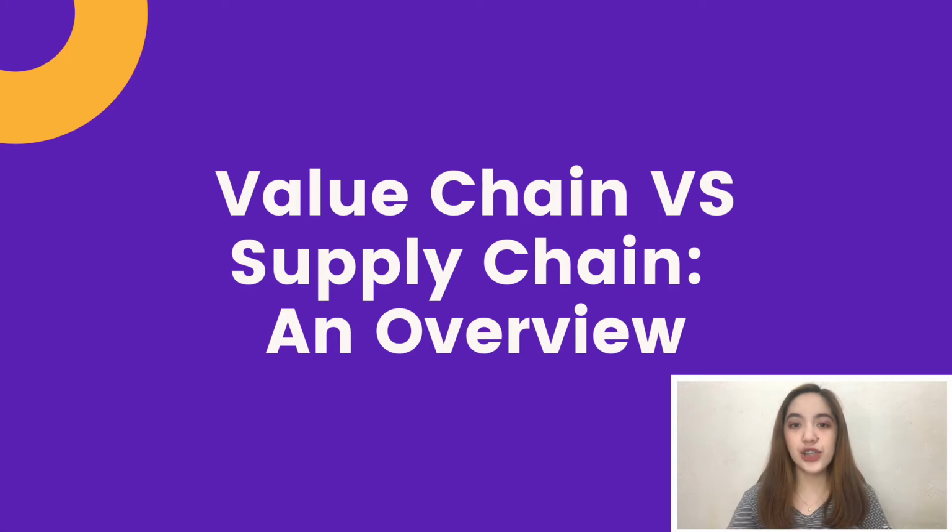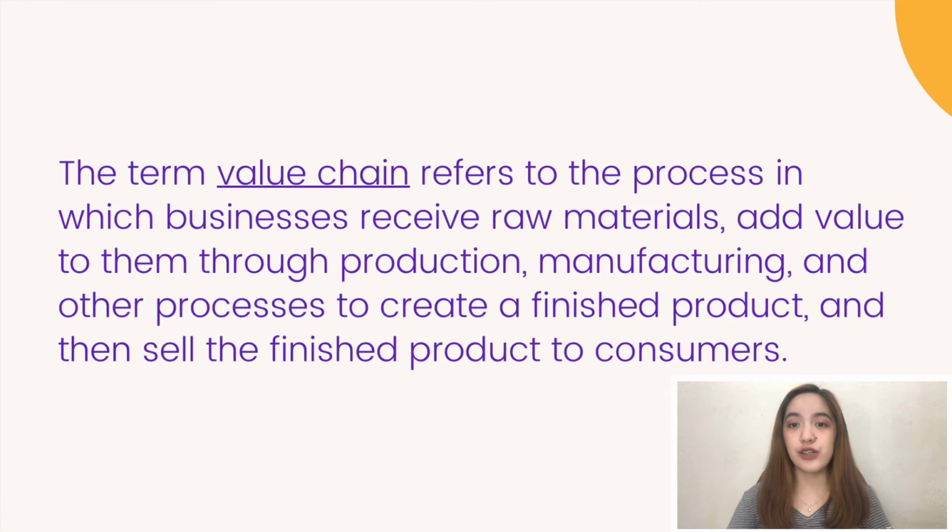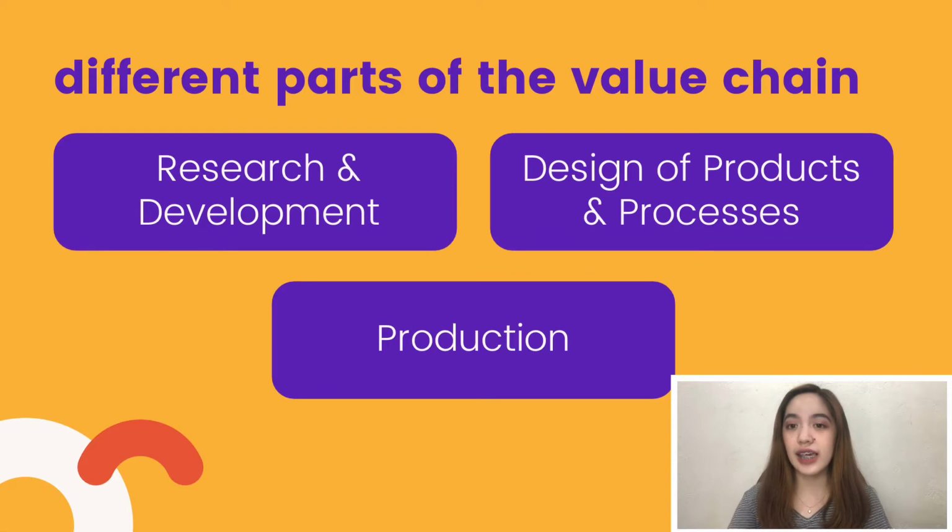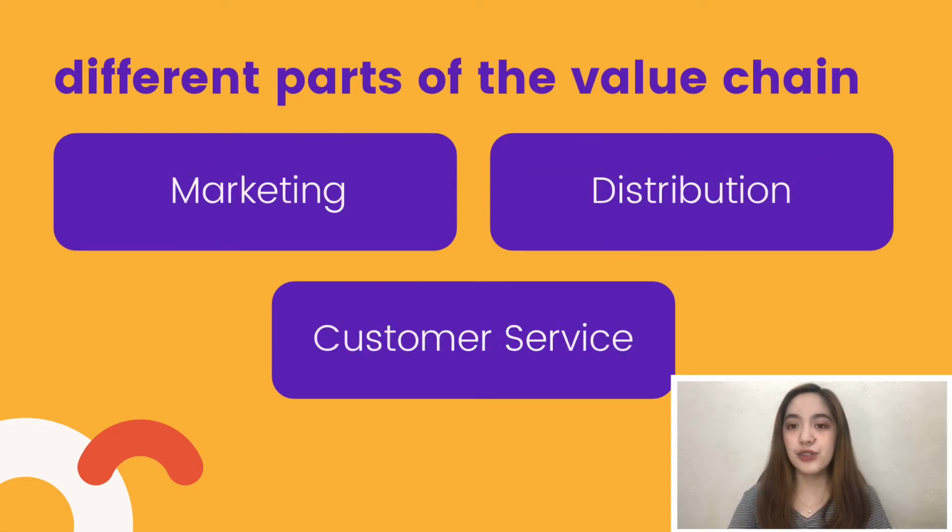So, value chain versus supply chain, an overview. The term value chain refers to the process in which businesses receive raw materials, add value to them through production, manufacturing, and other processes to create a finished product, and then sell the finished product to consumers. The different parts of the value chain are research and development, design of products and processes, production, marketing, distribution, and customer service. A profitable value chain requires connections between what consumers demand and what a company produces.